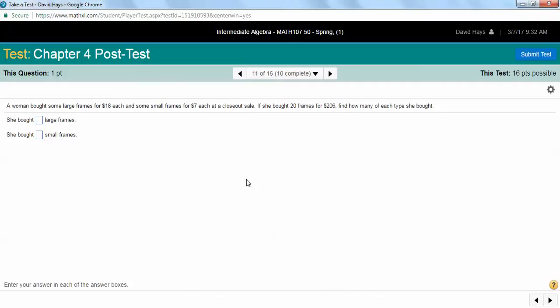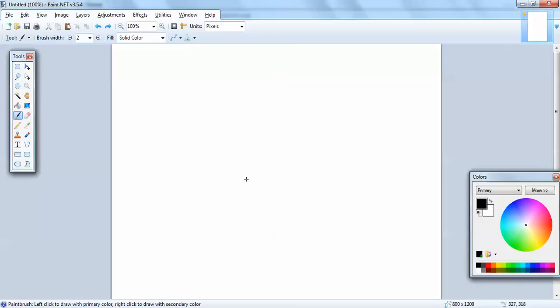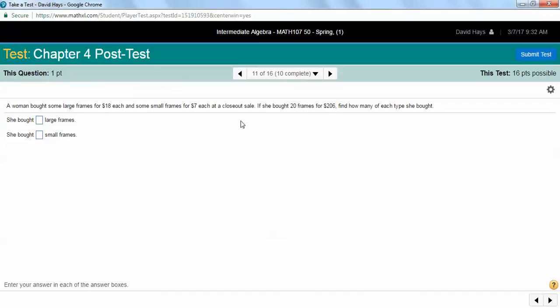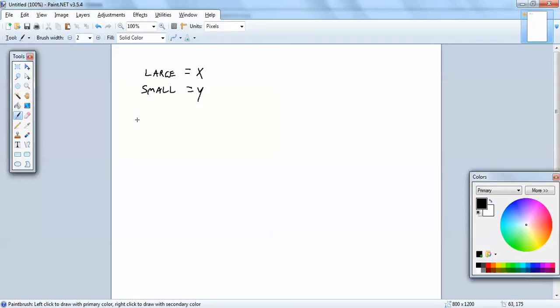Okay, that's this one. A woman bought some large frames for $18 each. Small frames. So, okay, large frames, small frames. And say large is x, small is y. Okay, she bought 20 frames total, so that means x plus y is equal to 20. There's 20 total.